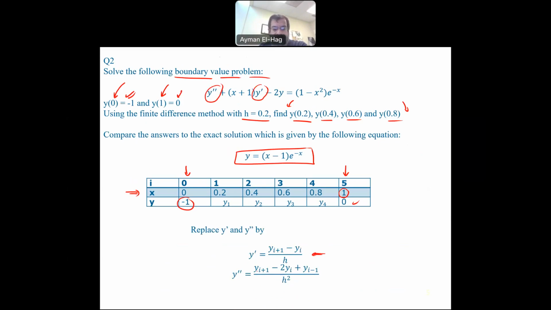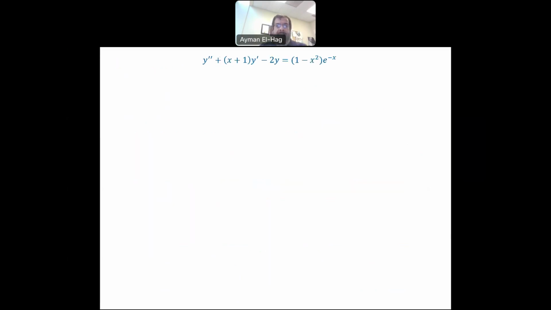And the second derivative is y_{i+1} minus 2y_i plus y_{i-1} over h squared. So now we will have here y double prime and y prime, and we'll change them as we will see here. So that is the original differential equation. Now I will change this y double prime to this, and this y prime to the definition of the first derivative. The rest stays the same.